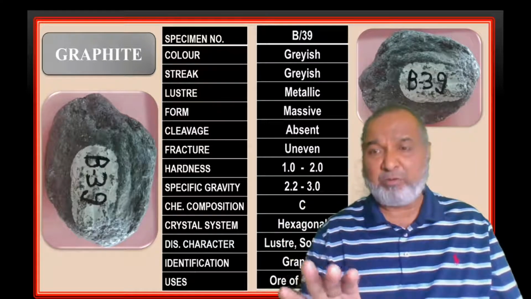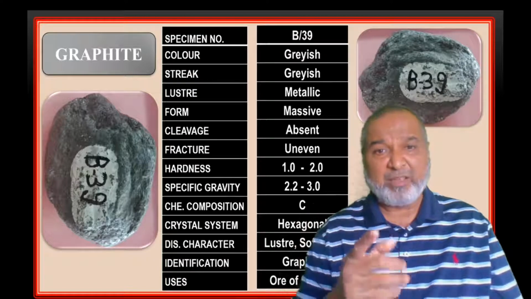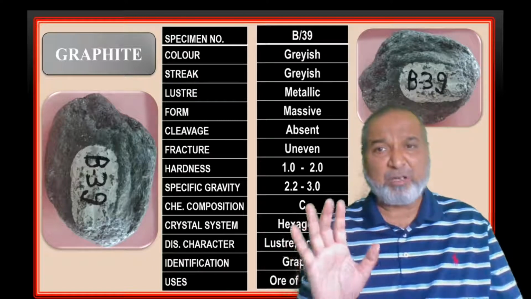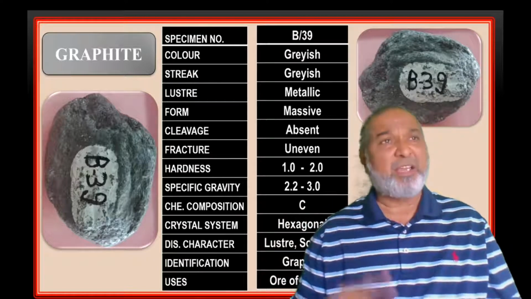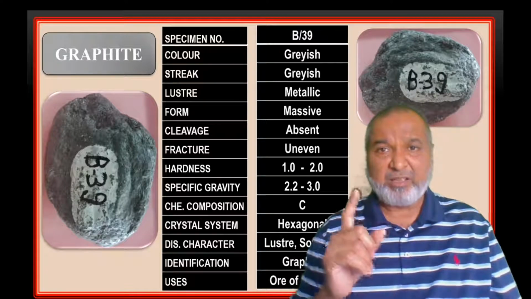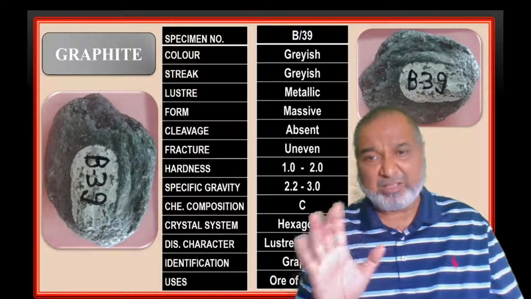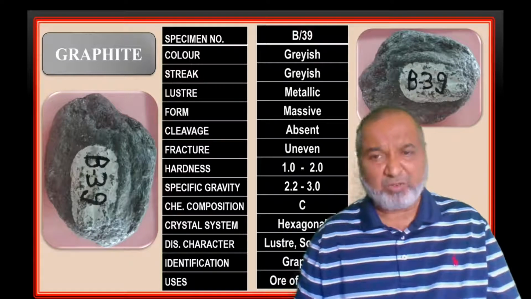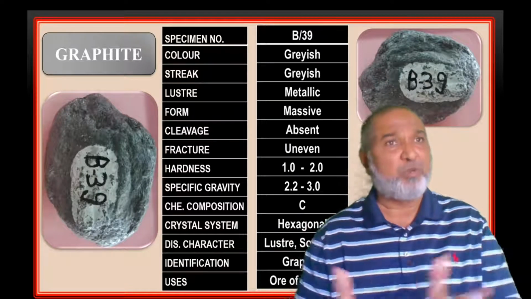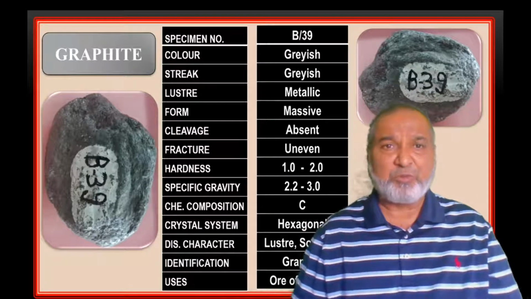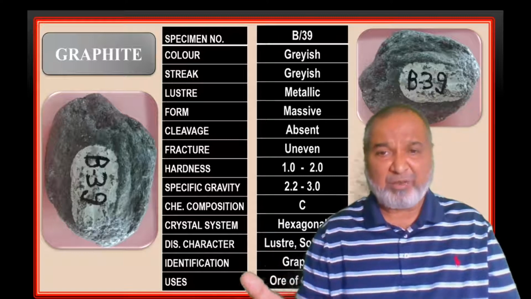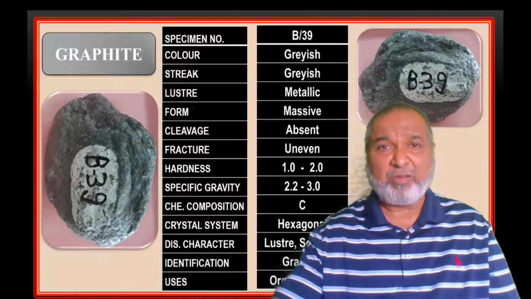Specific gravity is low, 2.2 to 3. Chemical composition is carbon. It is a hexagonal system, and the color and luster will be the normal ones. It is the softest one, so that will be graphite. So it is the ore of carbon.